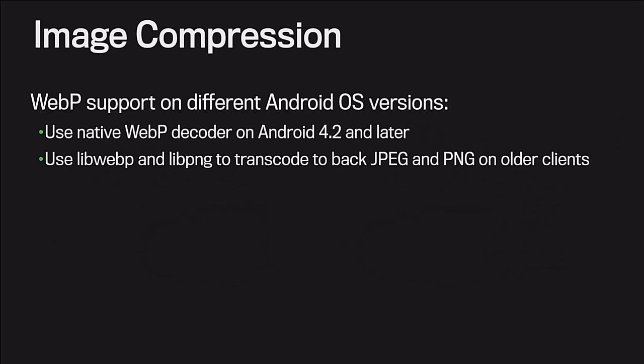So I mentioned before that WebP is well supported on newer Android versions. We found that all the functionality we needed was only in Jelly Bean and newer, so Android 4.2. For older versions of Android, we're still downloading images in WebP format, but we include libraries in the application to transcode them on the client once they're downloaded. So we're still getting the cost savings, but we are transcoding to JPEG and PNG before we cache them and before we render them.